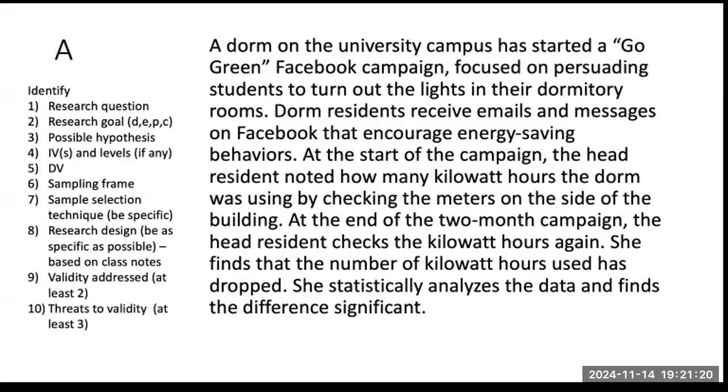What are threats to validity? Well, what if they went on vacation? What if the 2 months encompassed Christmas break? And so the fact that the kilowatt hours dropped may not necessarily be because of the campaign. So just be able to explain your reasoning to me and you will get credit for that. Any questions about this example?